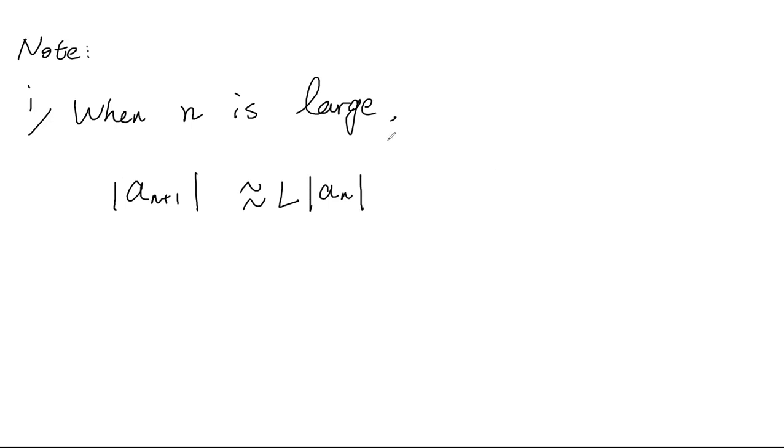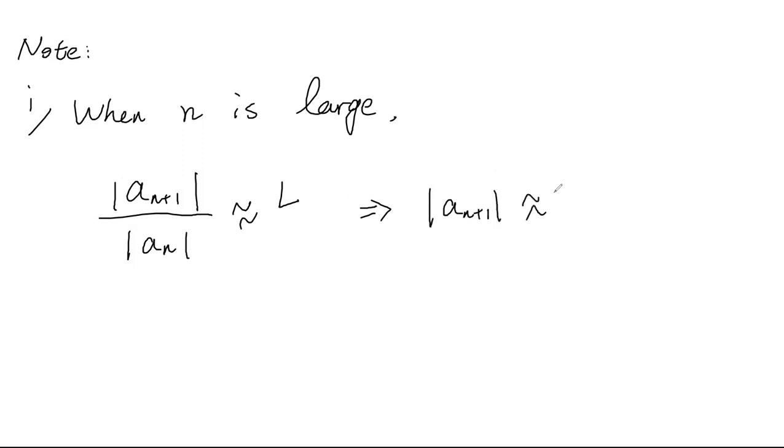Or I should do this first. So the ratio between them, the absolute value of a_{n+1} over a_n, is approximately L. And this implies a_{n+1} is approximately L times a_n.